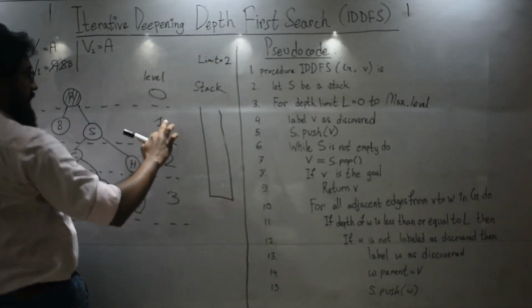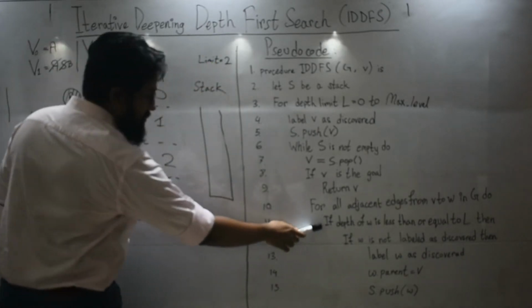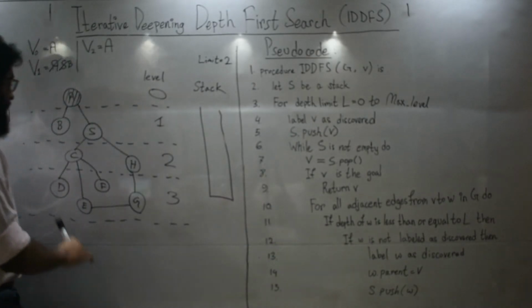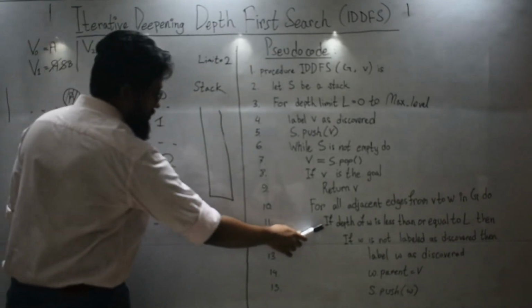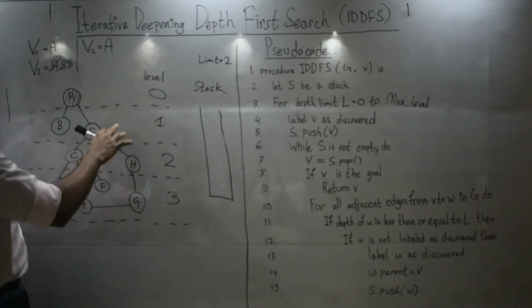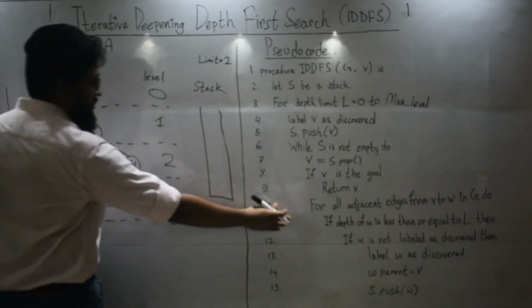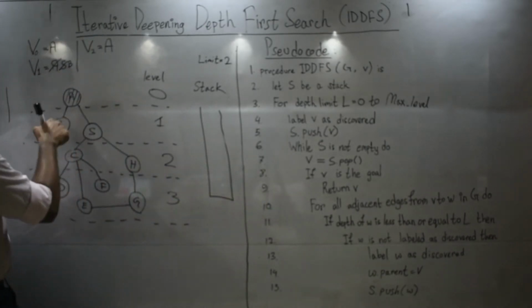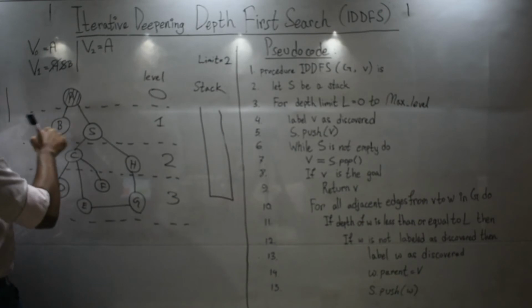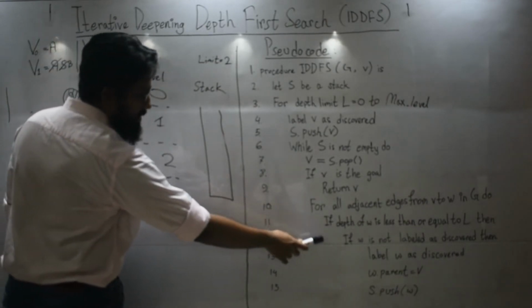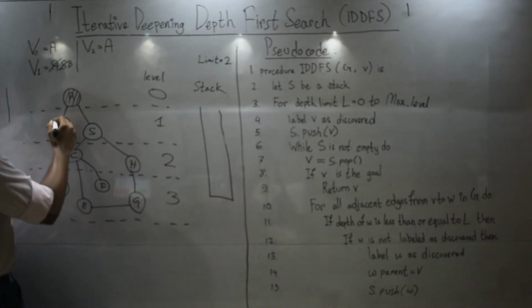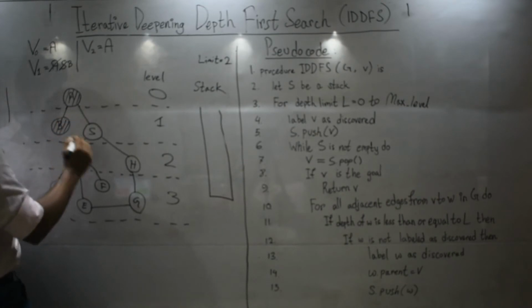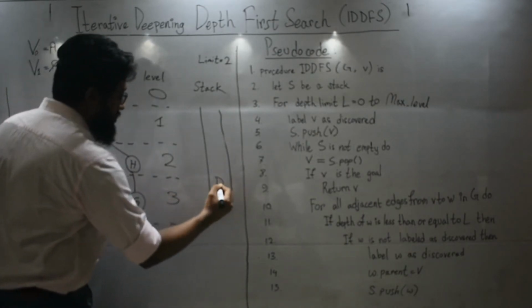Both of them are within my limit. Even their children are within my limit. Okay, so let's try for A, their children. So B is within my limit, yes. Then is B visited? No. So let's visit and push.